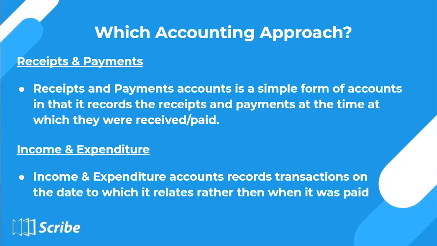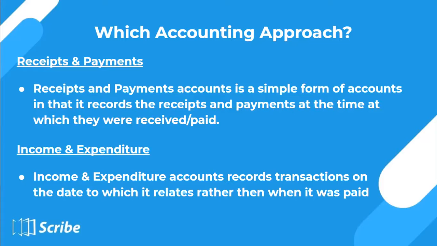That takes me on to understanding the accounting approach you are using. Often we speak to clerks who are not sure which accounting approach they are working in and what that means for their accounts. As a quick refresher, receipts and payments accounts is a simple form of accounting in that it records the receipts and payments at the time at which they were received or paid. Income and expenditure accounts record transactions on the date to which it relates rather than when it was paid.